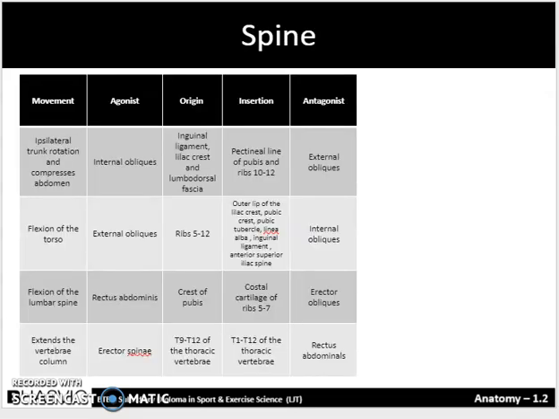As we move on to the spine, we can see that the movement is only allowed in 4 different ways. The first type of movement we will be looking at is the ipsilateral trunk rotation and compresses abdomen. The agonist is the internal obliques and the antagonist is the external obliques.